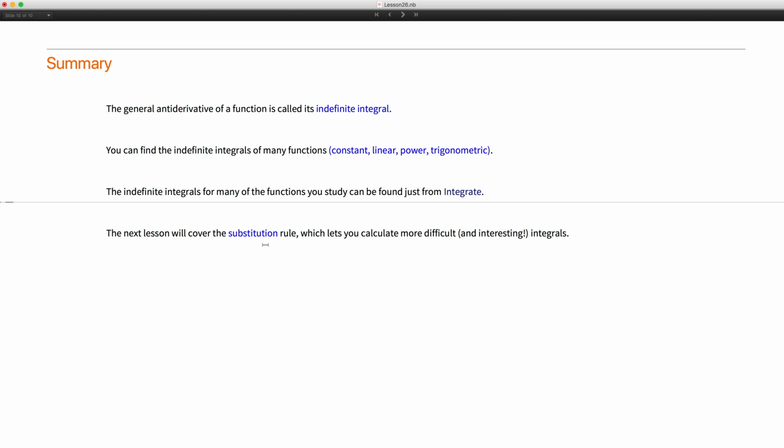But in the next lesson, we'll talk about the substitution rule, which actually makes things easier when you have more difficult examples and perhaps more interesting examples to talk about. So I'll stop over here. Do review this very important lesson. It's not very difficult, but it's important and basic to everything that follows. And then the next time we'll talk about the substitution rule.